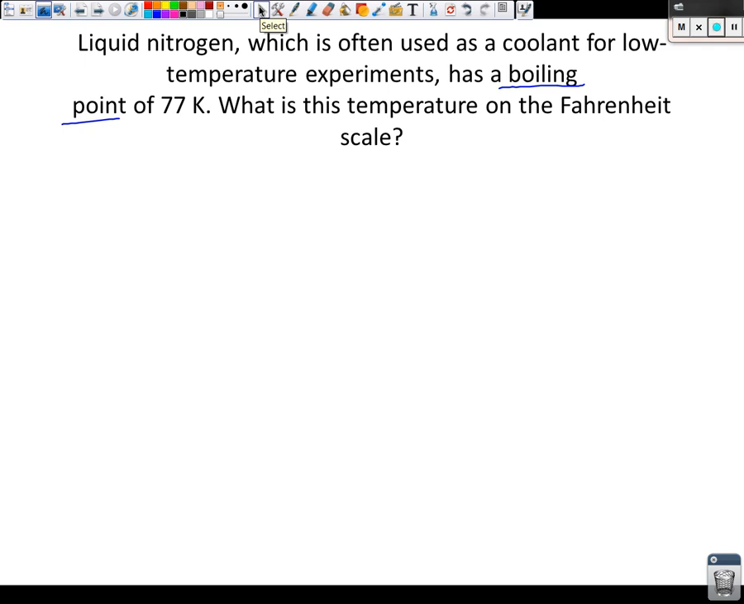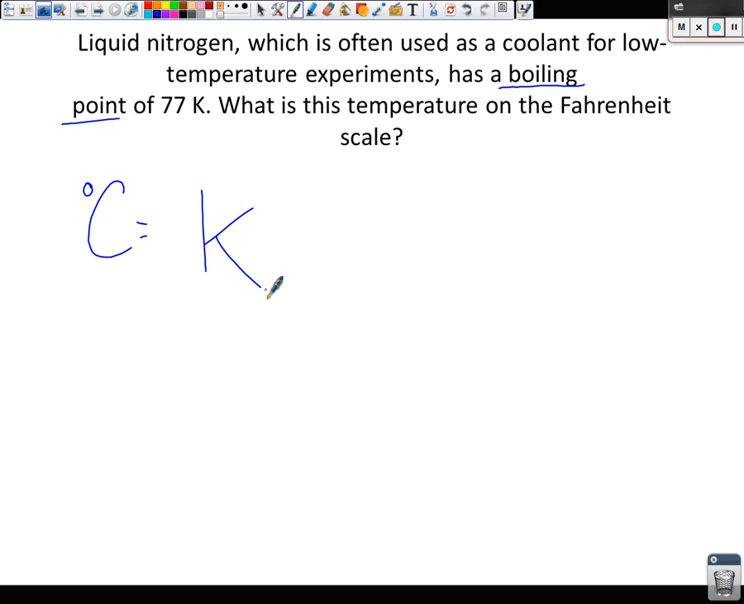So convert 77 Kelvin to Celsius. See if you can do that real quick. This should be a really easy conversion. All right, so if I need to get to Celsius from Kelvin, what do I do? No, you're right. My brain was off. You subtract 273. Okay, so what would that answer be?